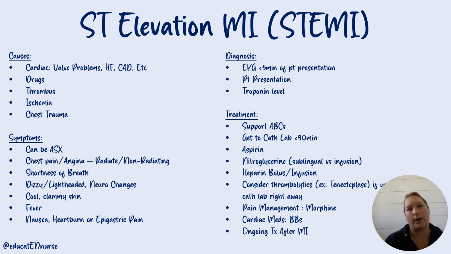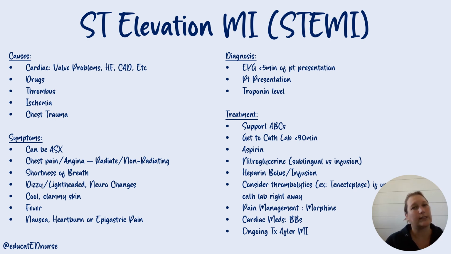But for the most part, you're going to give aspirin. Usually it's 324 or 4 of the 81 milligram baby aspirins. Most of them are chewable. All right, so aspirin, nitroglycerin. Most of the time you're going to give sublingual and they just put it under their tongue. You can give them 1 nitro every 5 minutes, up to 3 doses.